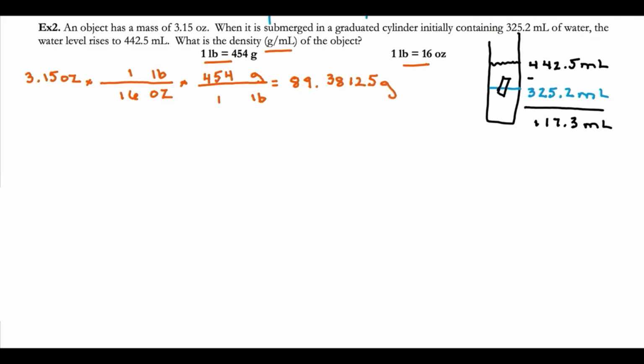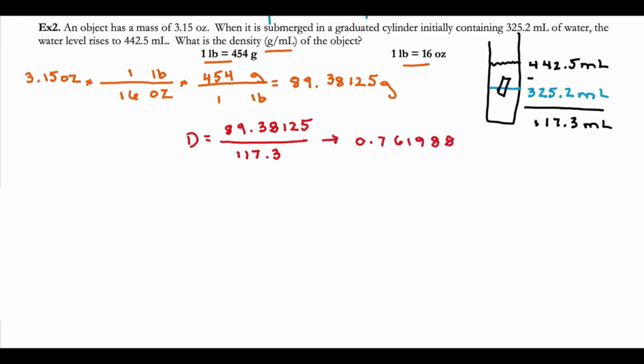Now notice I'm not rounding this value. When you're dealing with a multi-step problem like this one, where you're having to multiply, subtract, everything, do not round until the very end. And then I will round. So now I can actually calculate my density. I know my mass is 89.38125. My volume is 117.3 mils. And so unrounded, this value is 0.761988.